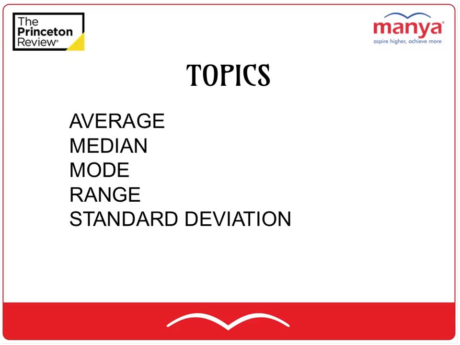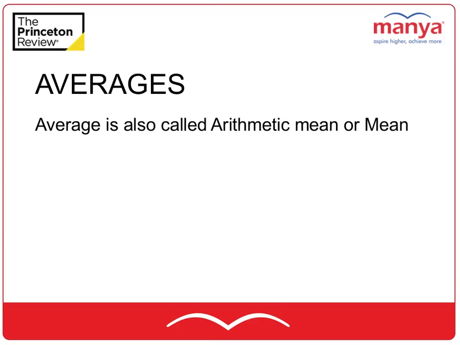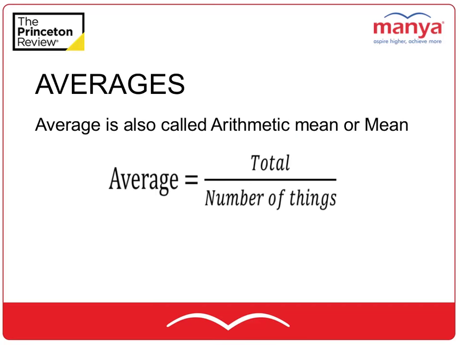The first topic we are going to look into now is average. So what is average? As I said, it is also called arithmetic mean or simply mean. So how do we calculate average? Average is the total by the number of things. Are you all hearing me? Yes. So the average is total by number of things.